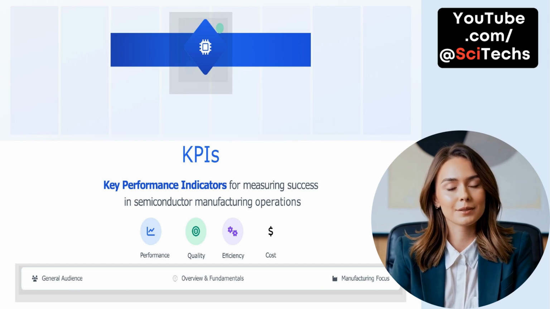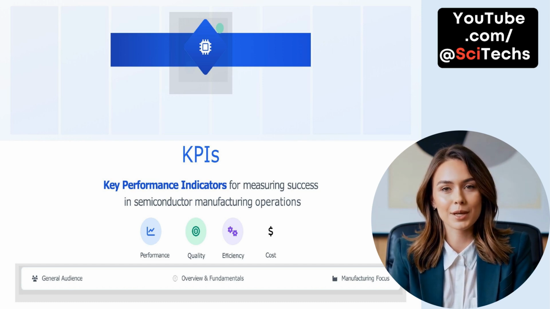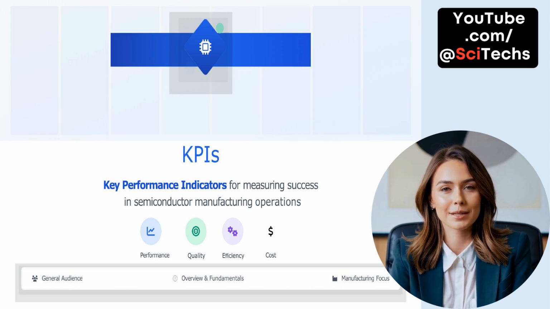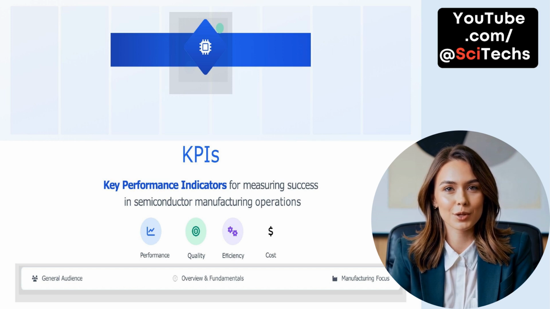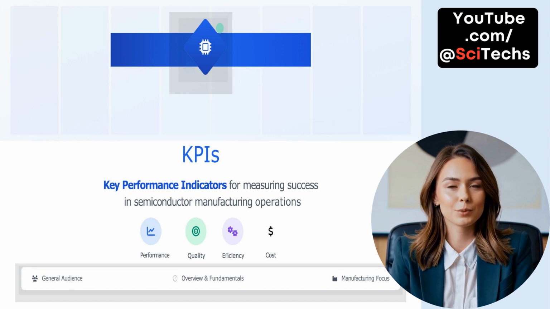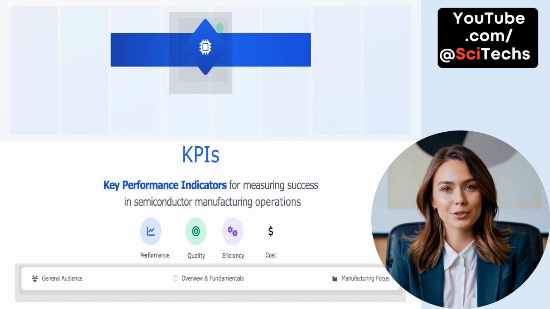processes are running. Quality KPIs monitor yield, defect density, and reliability, helping teams detect issues early and maintain high standards. Efficiency metrics, such as overall equipment effectiveness, OEE, look at how well resources are used in production. Cost KPIs track spending, waste, and productivity per dollar spent, all vital to maintaining profitability in a competitive market.